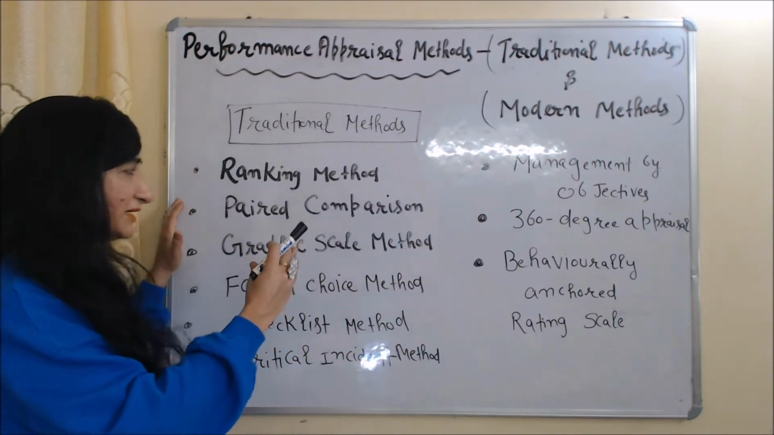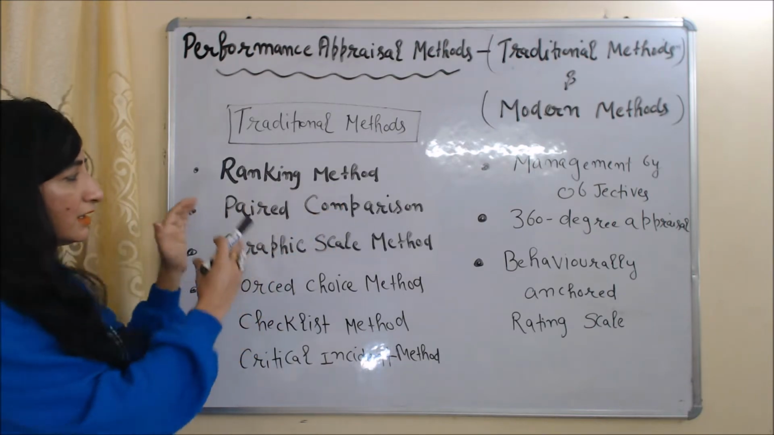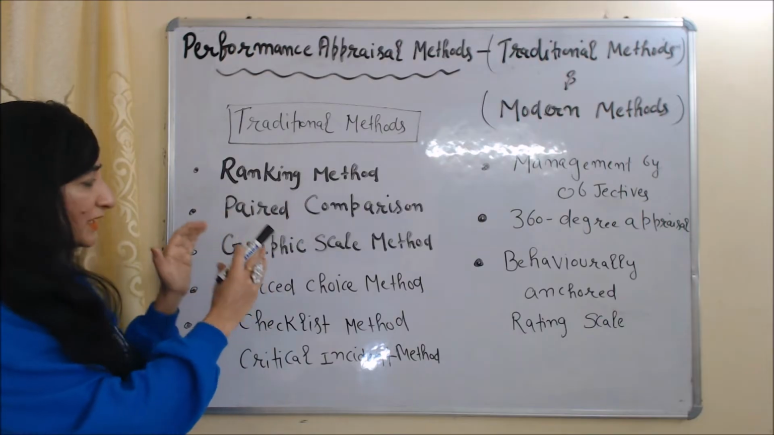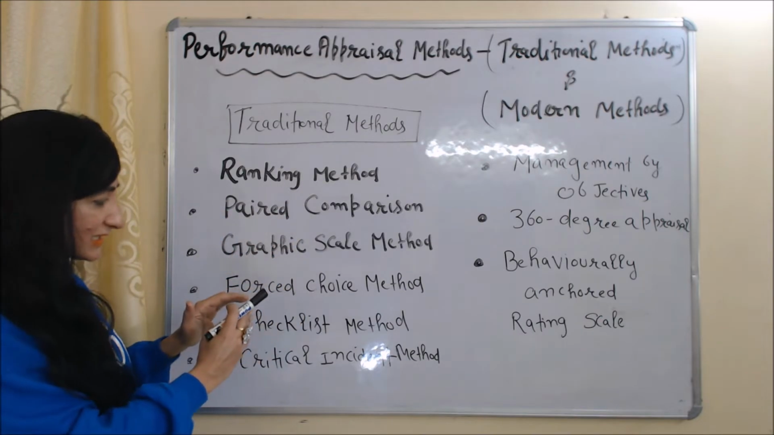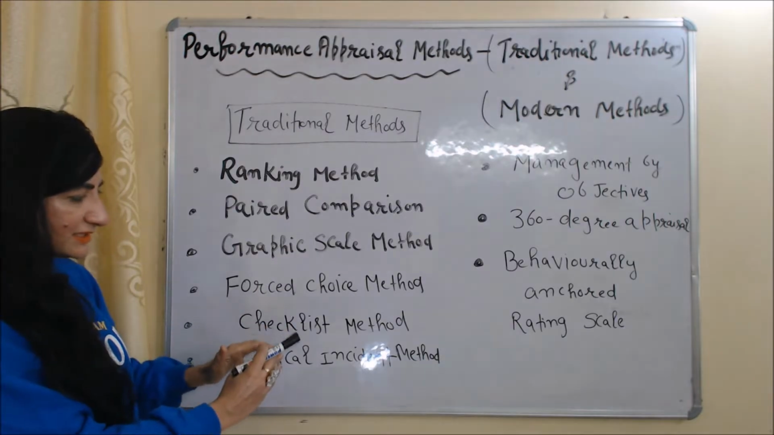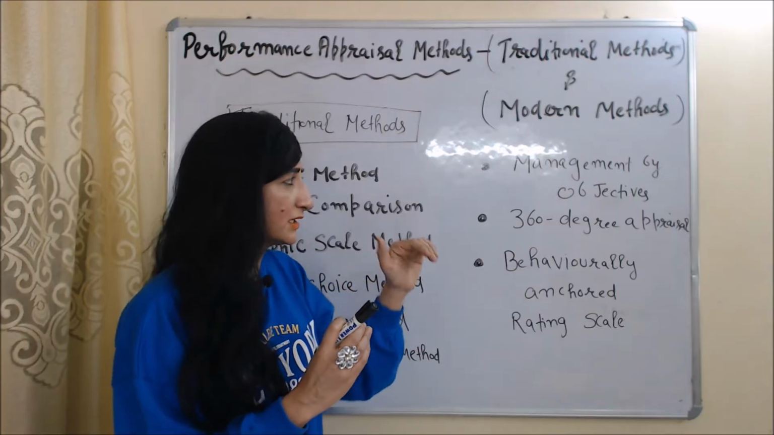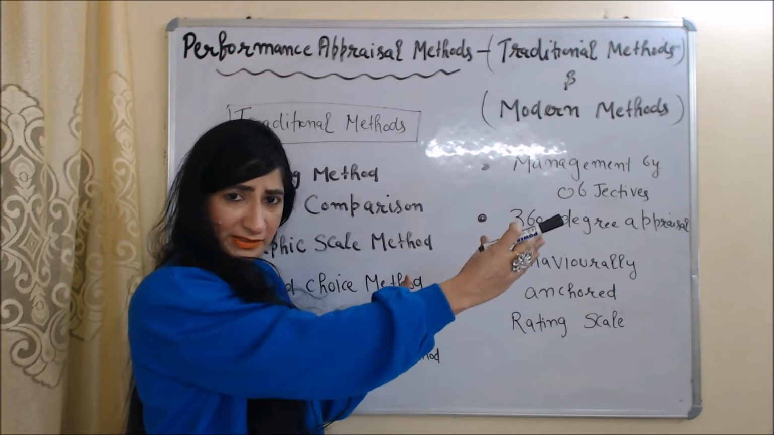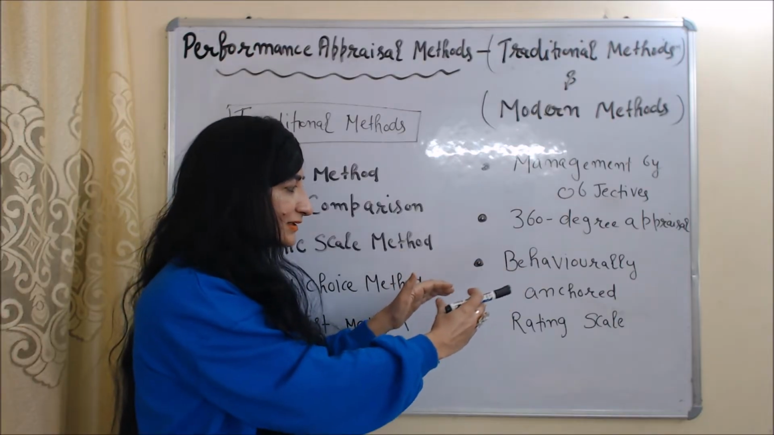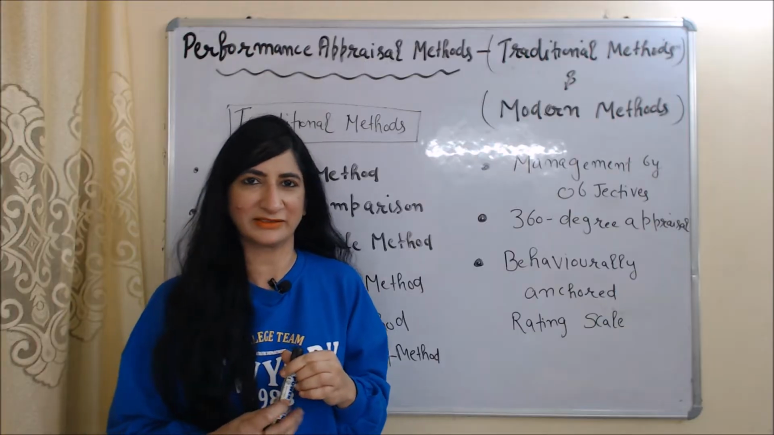Traditional methods of performance appraisal include ranking method, paired comparison method, graphic scale method, forced choice method, checklist method, critical incident method, and modern methods of performance appraisal include management by objectives, 360-degree appraisal, behaviorally anchored rating scale. One by one we discuss each method.